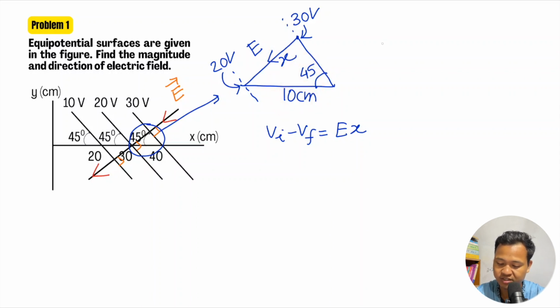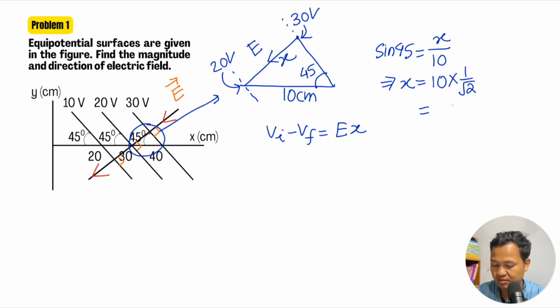So sine 45. Opposite to 45 I have X, and the hypotenuse is 10 centimeter. So X is how much? 10 into sine 45, which is 1 by root 2, so this is 5 root 2 centimeter. That is the X value.